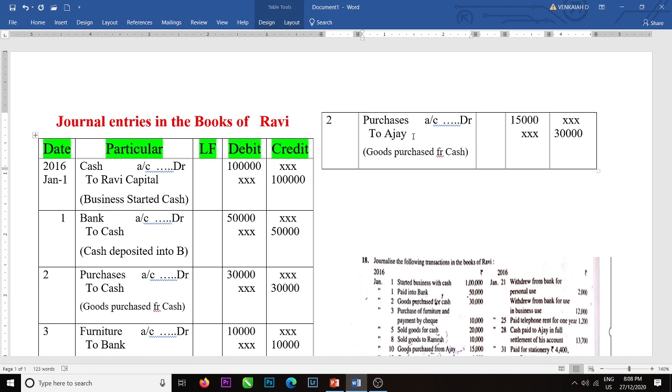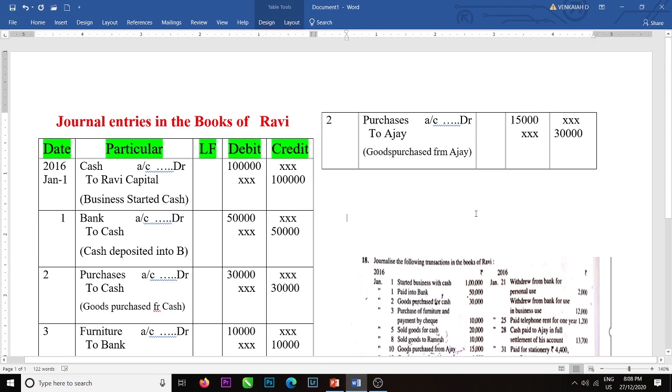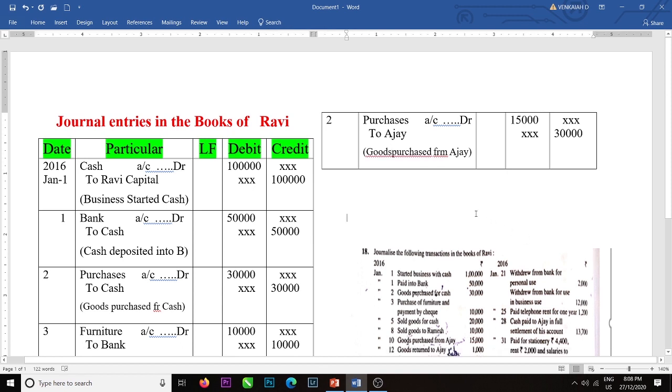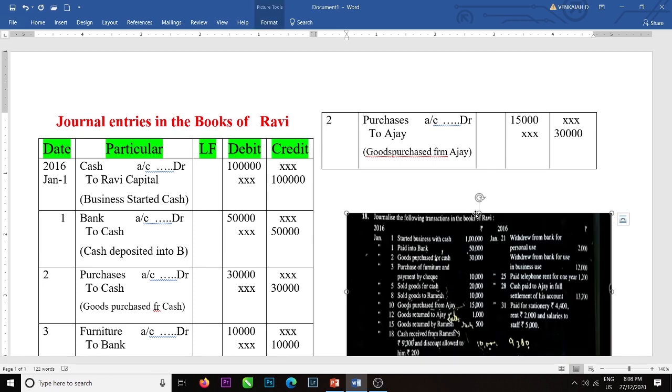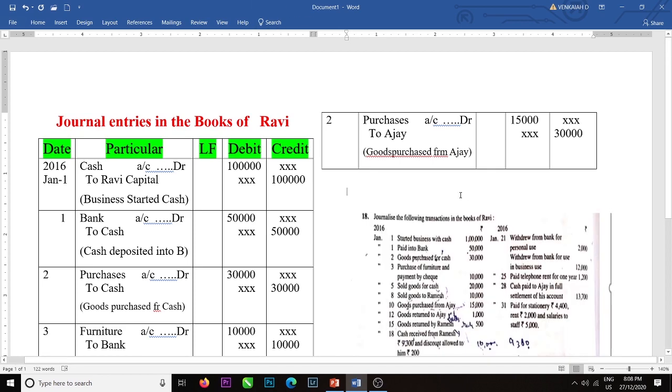Goods purchased from Ajay. Very simple. Earlier we recorded for cash. Now we are recording for credit. Okay. Next transaction is goods returned to Ajay.